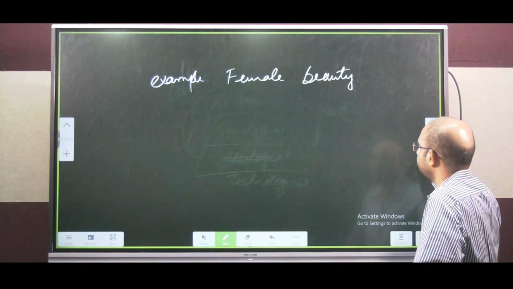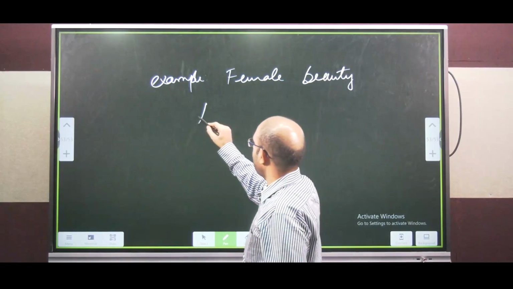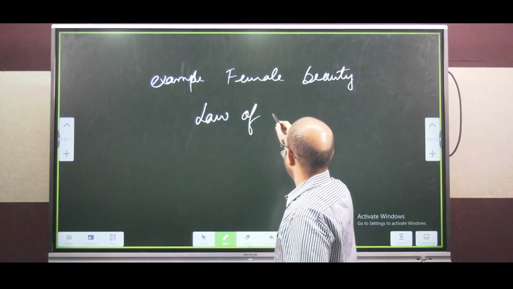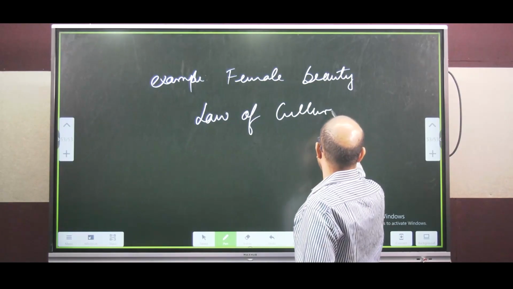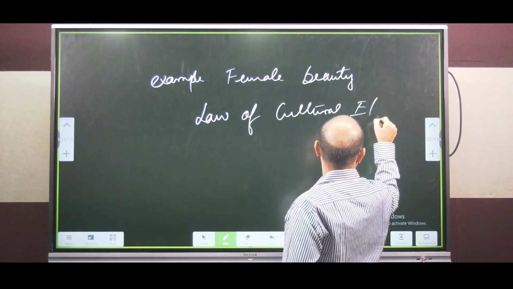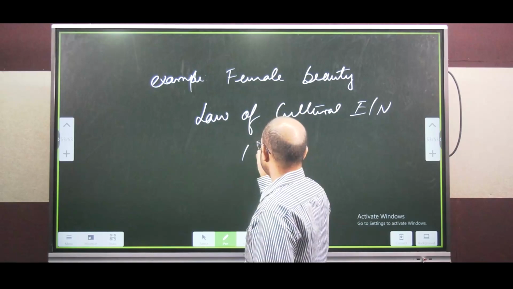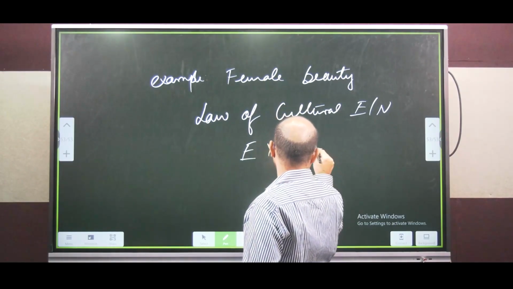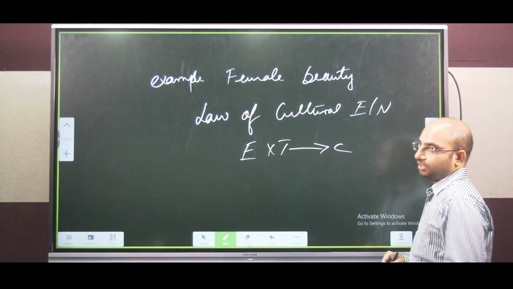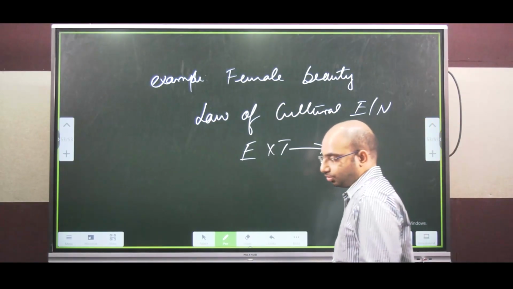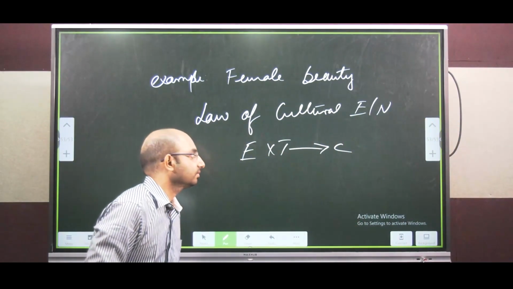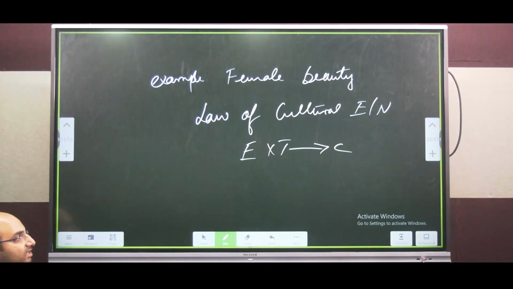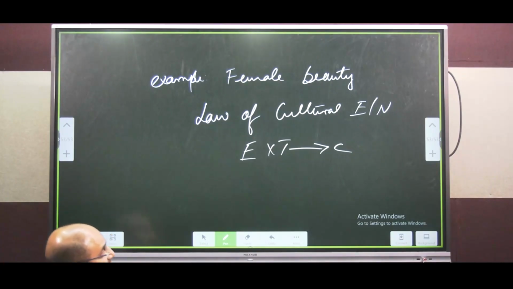So give that example and discuss his law of cultural evolution. What is his law of cultural evolution? E times T drives C. That is, culture evolves as the amount of energy harnessed per capita increases, or as the technological efficiency with which the energy is harnessed increases. So describe his law of cultural evolution in terms of E times T shaping C.